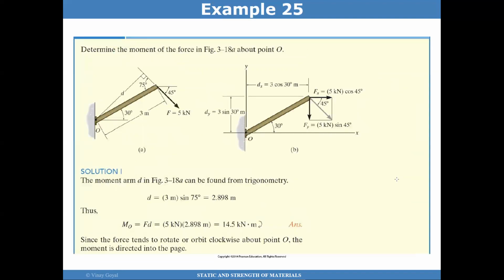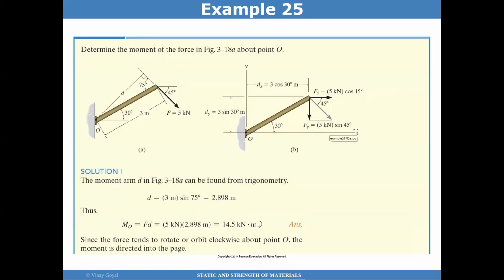In this example, we want to determine the moment of the force about point O. Here, we could decompose this vector, so it's going downwards and to the right. Decomposing this vector to the right is 5 kilonewtons times cosine of 45, as you can see here on the right-hand side. And then the vector that goes downwards will be 5 kilonewtons times sine of 45 degrees.